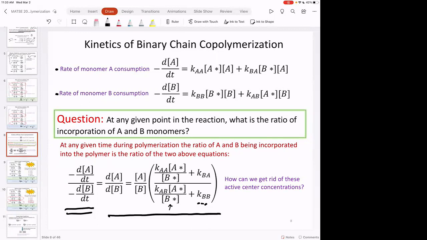And let's review what the steady state approximation was. What do we do when we make the steady state approximation? We set what equal to what? Yes. The radicals being terminated equal the radicals being initiated. That's right. We said that the rate of initiation equals the rate of termination, which gives us a steady state concentration of active centers, or of radicals if we're talking about free radical polymerization. So that's right. We made that steady state approximation, and that means that these concentrations are constant. And so we're going to do exactly the same thing in a second.